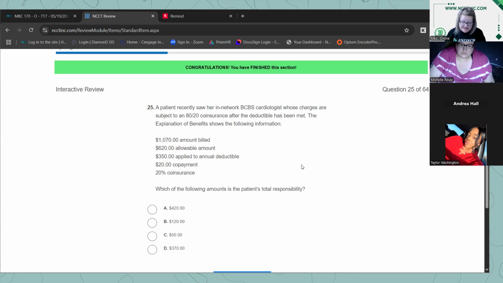Okay, so 620 minus 370 equals 250, and 20% of that is 50. So then that would be 370 plus 50, 420. Answer is A. See, now that was the way that I've always figured it. I don't know what was going on with the question that way.